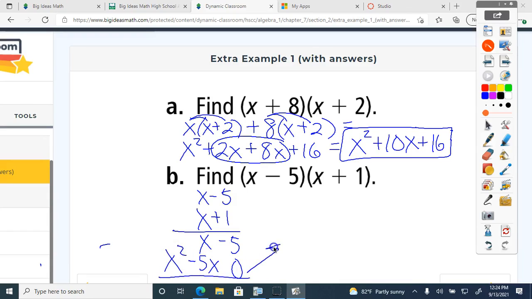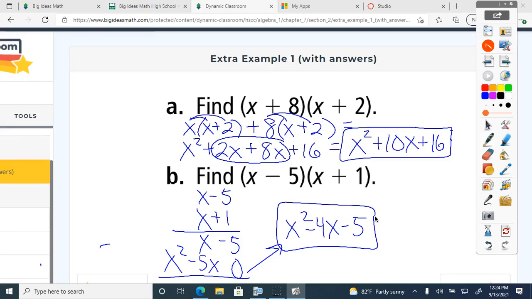Add them up. I'm going to move the answer over here so I have room. X squared minus 5x plus x is negative 4x, and minus 5. Okay? Any questions? Everybody's good?